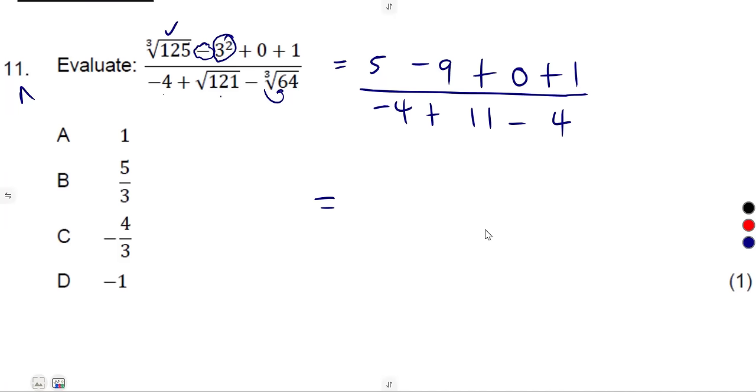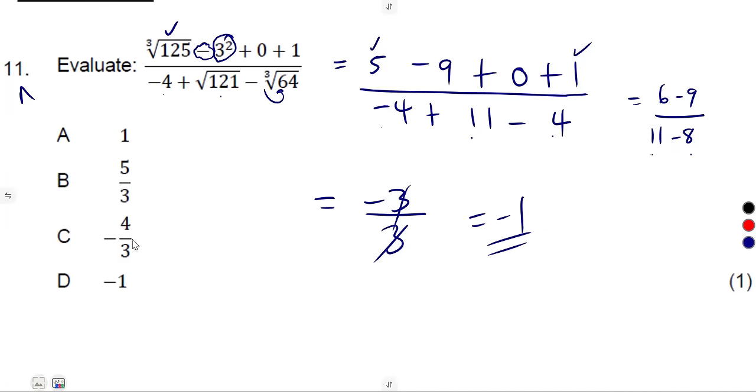Simplify the numerator, everything. 5 plus 1, that's 6. 6 minus 9 over what? 11 minus 4, that's minus 8. So it was going to be something like minus 3. 11 minus 8, that's a 3. So guys, this is negative 1, isn't it? Negative 1, which is D.